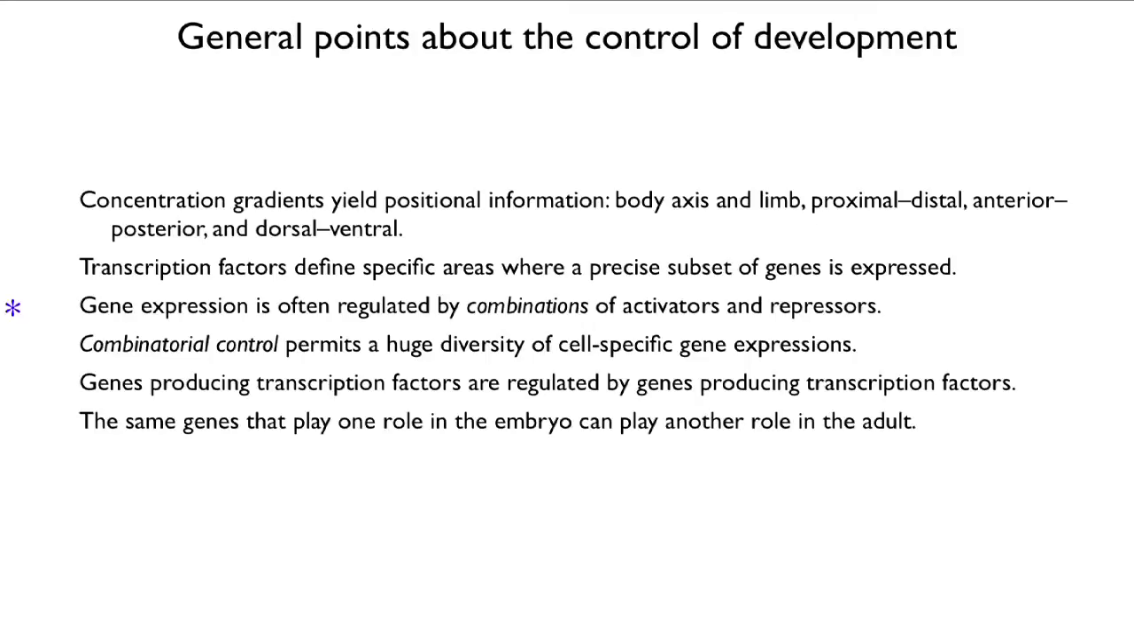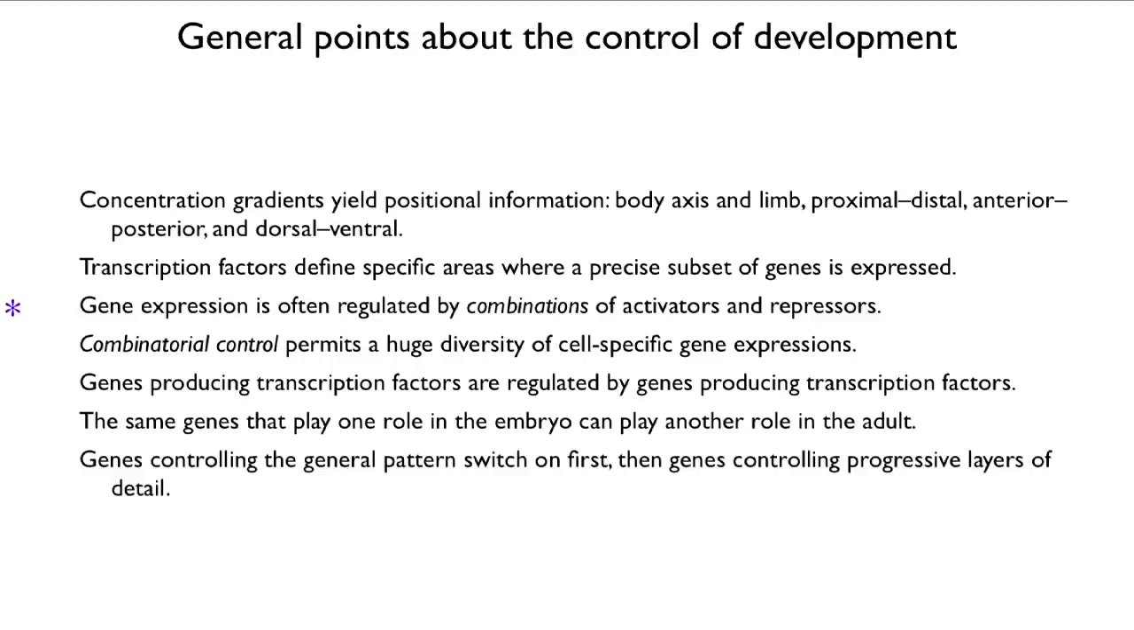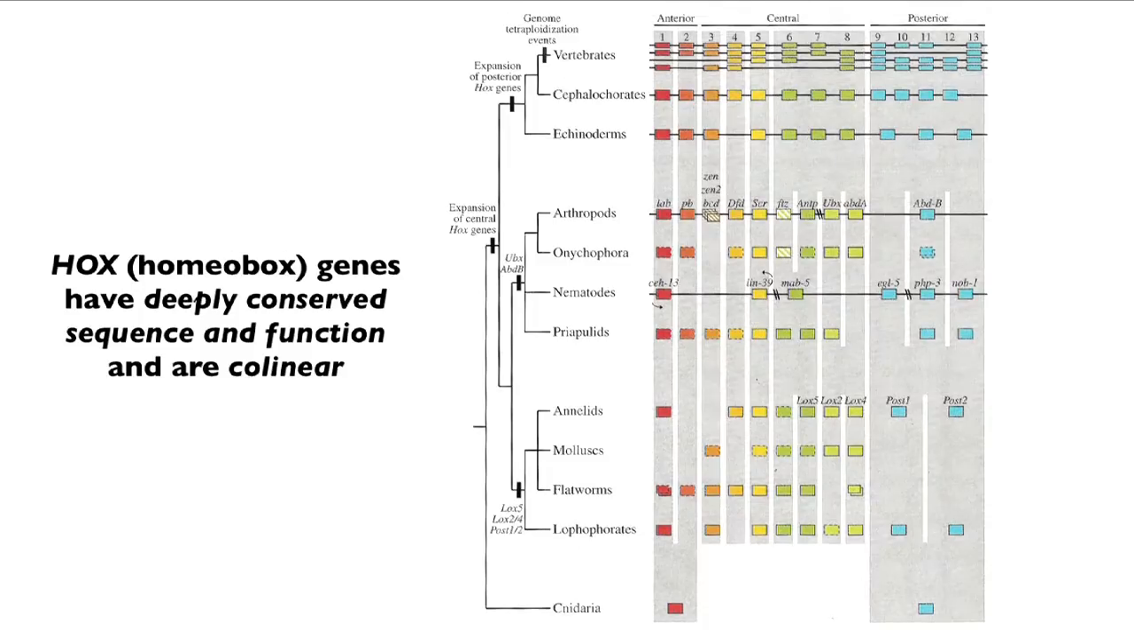And the same genes that play one role in the embryo can play another role in the adult. We're going to see that both in terms of the way the vertebrate limb is controlled developmentally, and in terms of the female reproductive tract. In both cases, the genes that are controlling that development were doing another thing very early in development. Generally speaking, the genes that control the general body plan switch on first, and then genes controlling progressive layers of detail switch on later. That's logical.